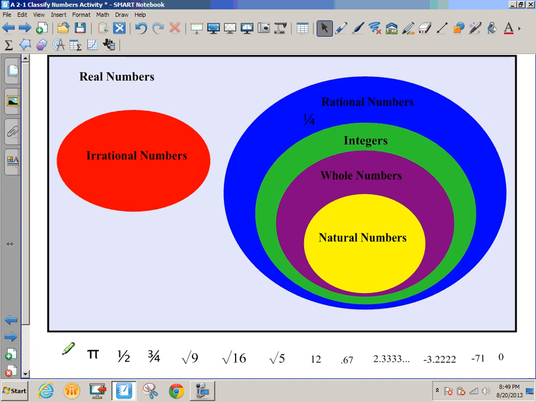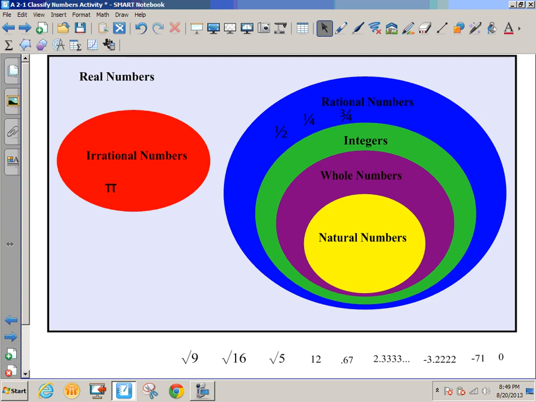We already said pi, that's crazy. It cannot be written as a fraction. 1/2, well, that's written as a fraction. I guess that makes it rational. 3/4, yep, that's just going to be rational. So anytime it's just a fraction, that automatically puts it right into the rational category.